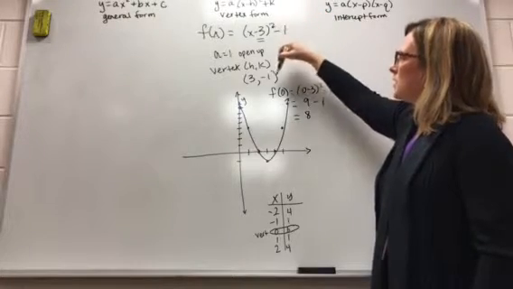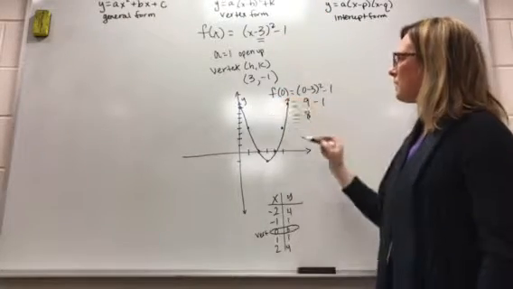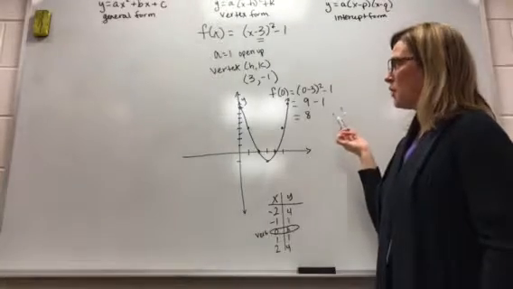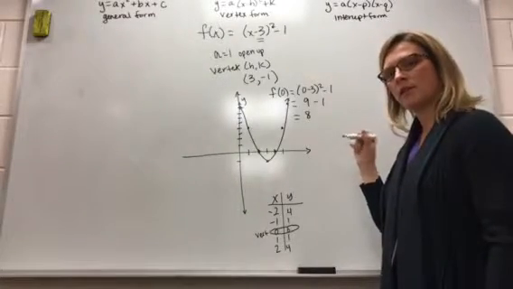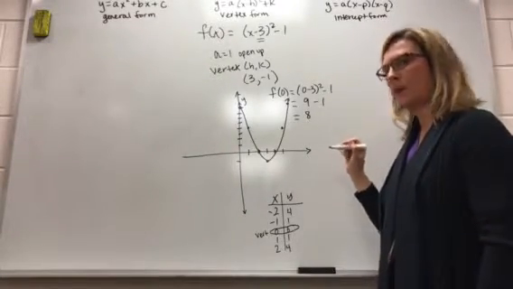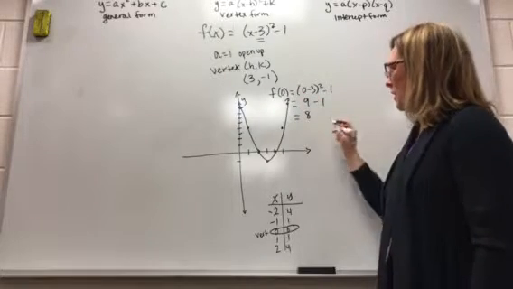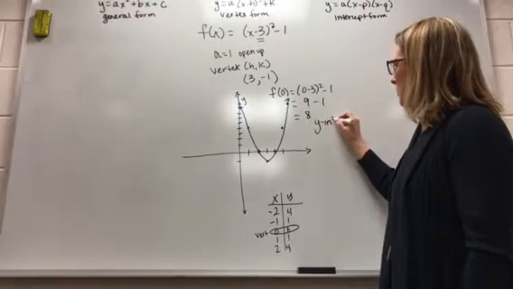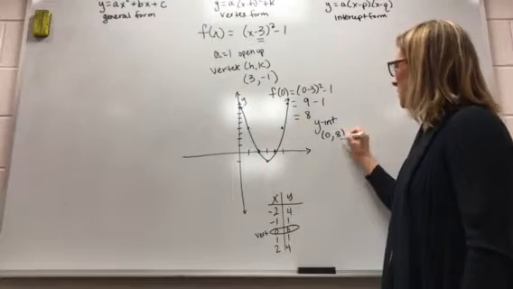I found the vertex, I plotted that, and then I found my y-intercept as a way to check. You don't have to do it unless on the quiz it says, what is the y-intercept? In order to calculate it, you would plug in 0, and you'd know that your y-intercept was at x equals 0, and in this case, 8.